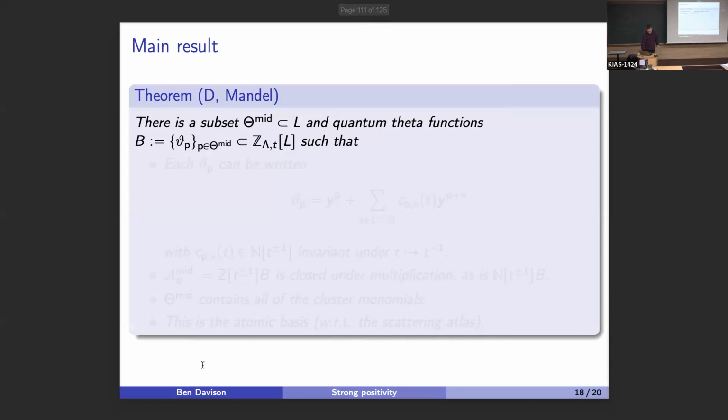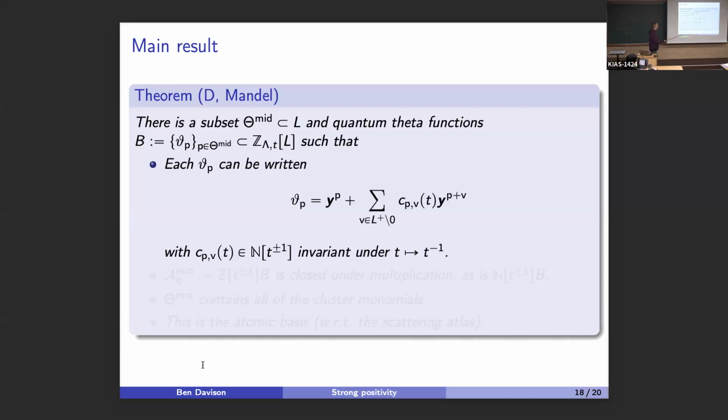Yeah, so the theorem goes by showing that for the consistentification of the cluster scattering diagram, indeed, all of the functions on all of the walls are positive. And that goes by reducing to those 4 times infinity special cases and using some Donaldson-Thomas theory. Yeah, that's hard, but it's somehow standard by now. And the upshot is the following theorem: that there is a subset of the lattice and quantum theta functions indexed by that subset, such that each one of these things can be written like so.